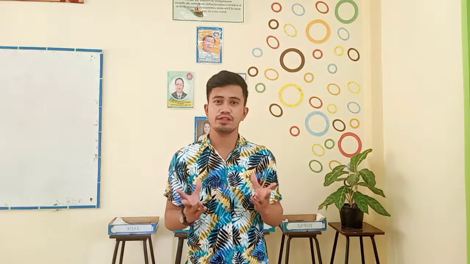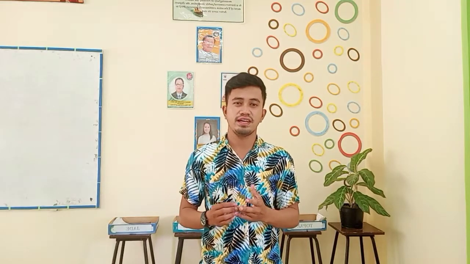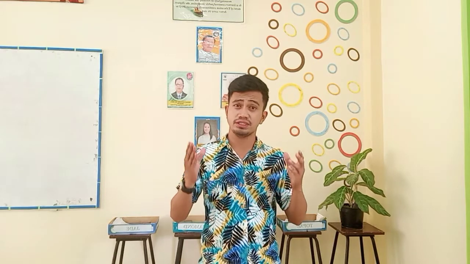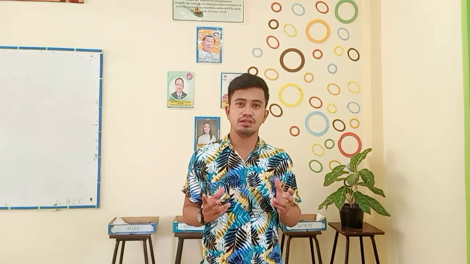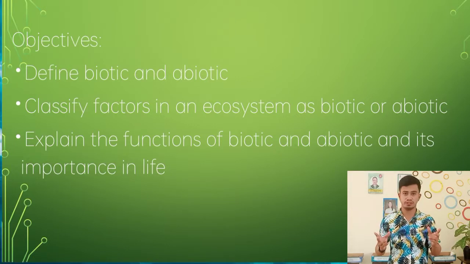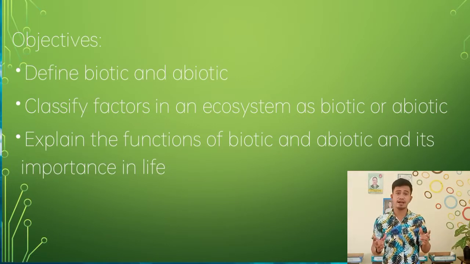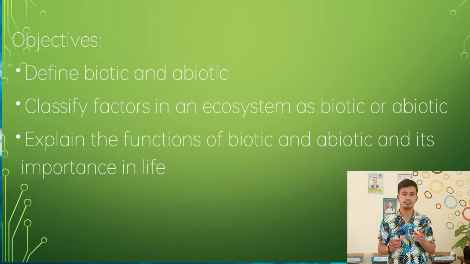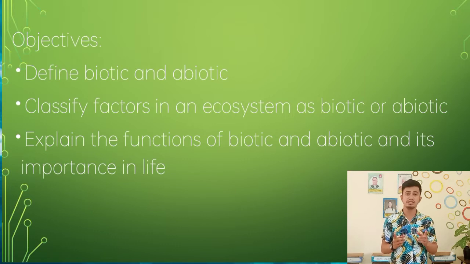Before we discuss the biotic and abiotic components of ecosystem, I am going to present first the objectives of the lesson. First, I'm going to define biotic and abiotic. Second, classify factors in an ecosystem as biotic or abiotic. The last one is to explain the function of biotic and abiotic and its importance in life.